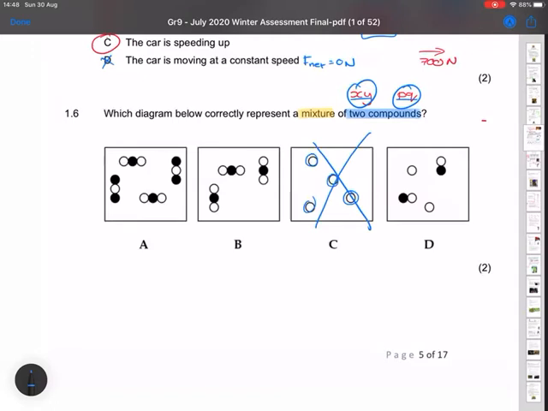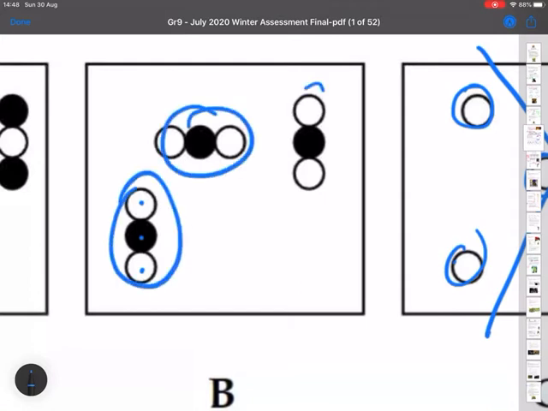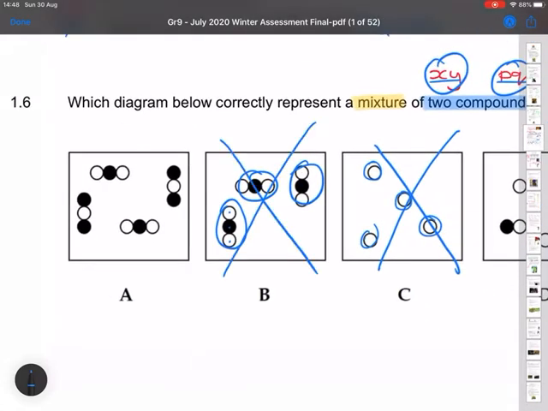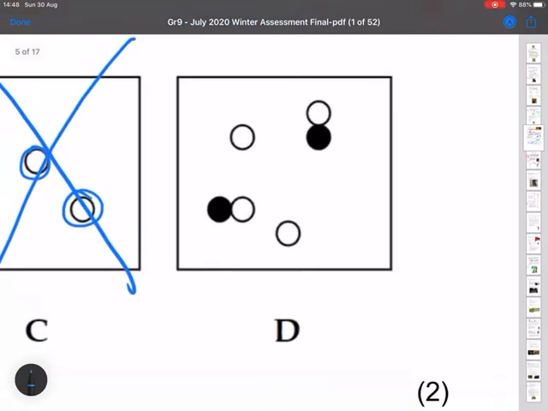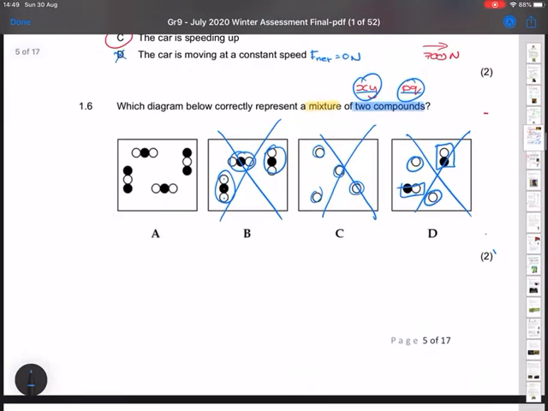Okay, let's look at option B. Option B, you've got open circle, closed circle, open circle. In all three of these, they are all exactly the same. So that's just one compound. So option B was just one compound. That's not right because we need a mixture of two compounds. Let's have a look at option D. Option D, that's an element, that's an element, that's a compound, that's a compound. So option D is a mixture of one element, the circle, and the compound, which I've drawn in a rectangle. So that's a mixture of an element and a compound. So option D is not right, which means that option A must be true.